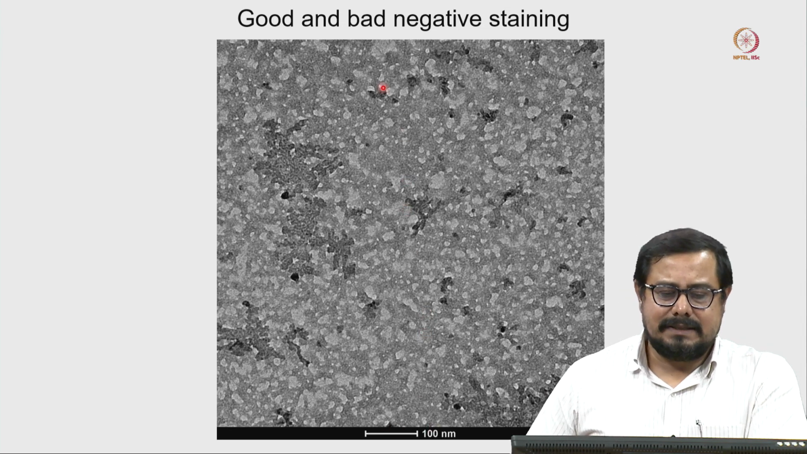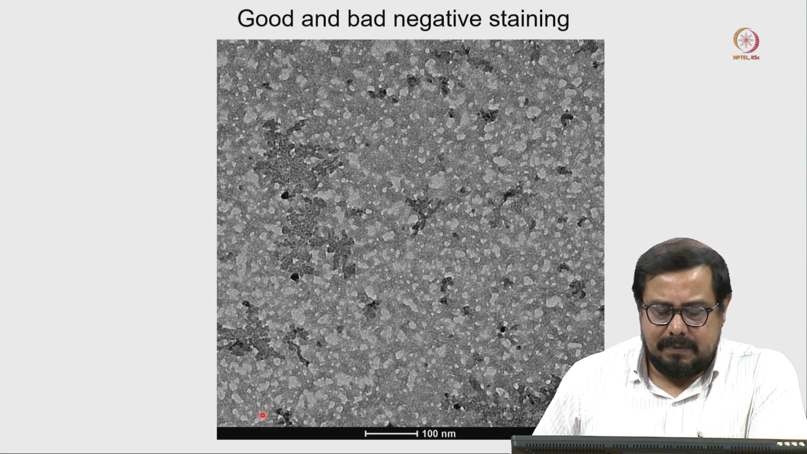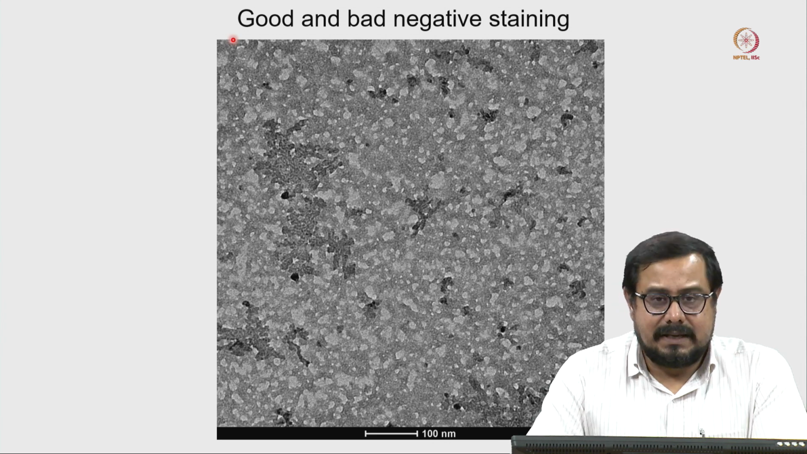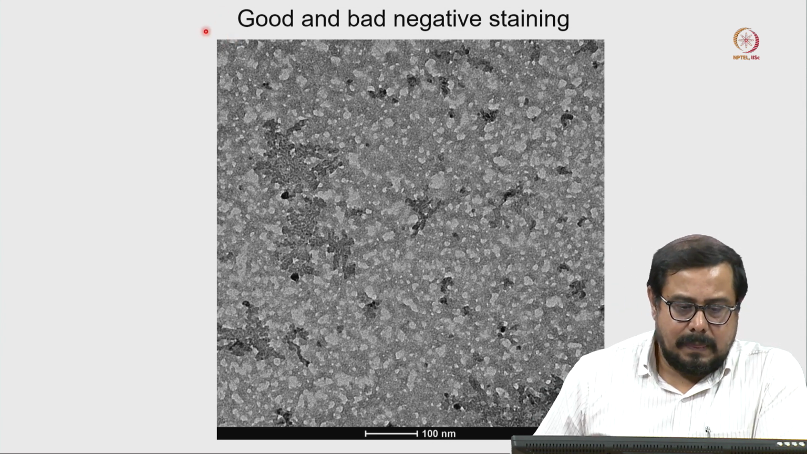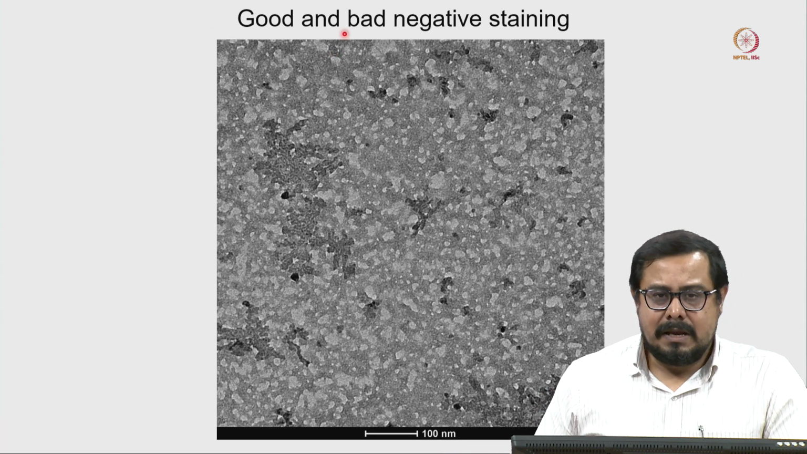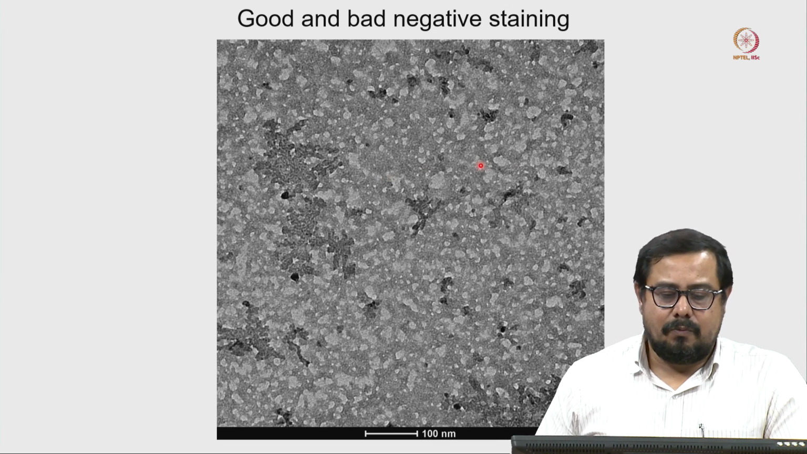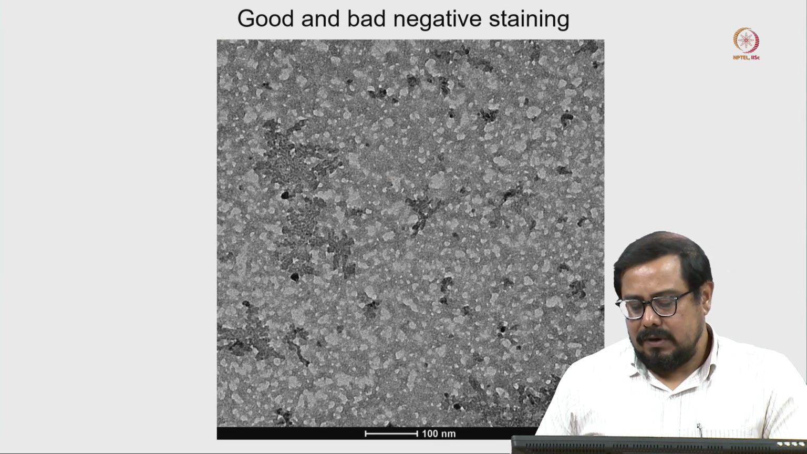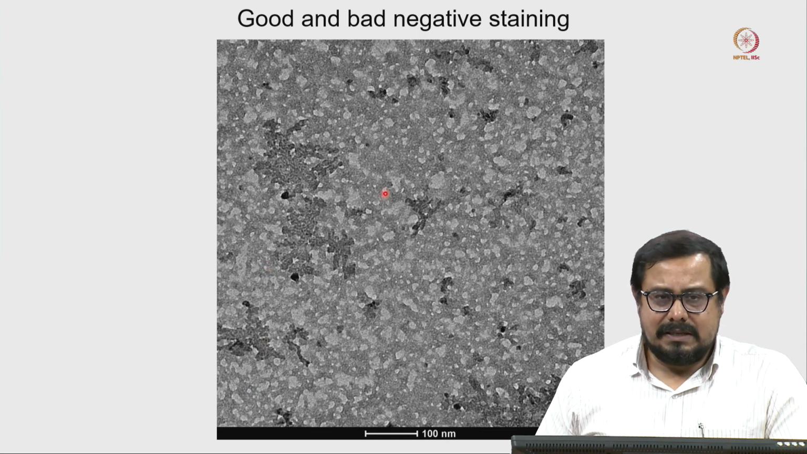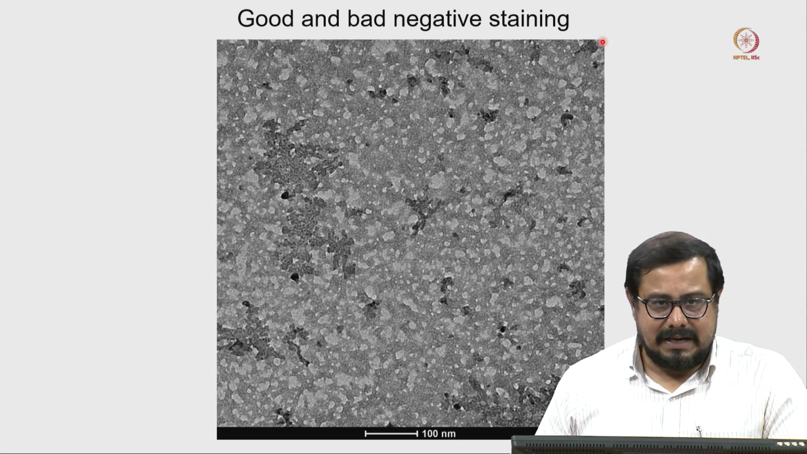Now here you can see one TEM image. Most of the time we will discuss the pixels, so we can split this image into different pixel sizes. It will be either 2K by 2K, 1K by 1K, or 4K by 4K. So generally you will get an image like this. If you look at this image, this is basically a negative stain image, based on the title we are discussing about good and bad negative staining images.